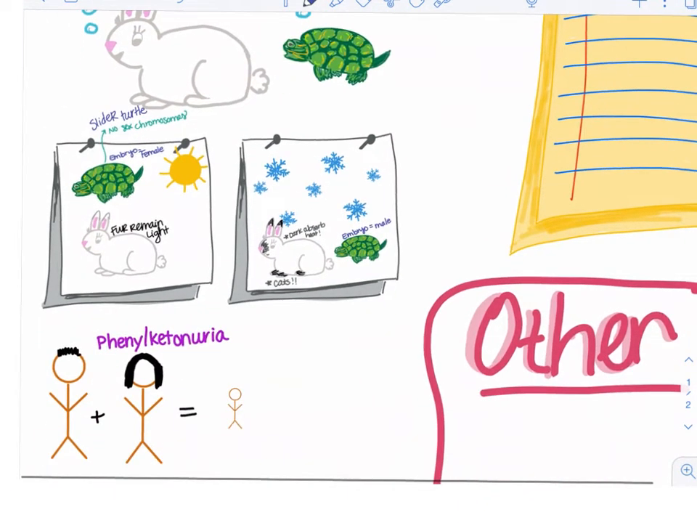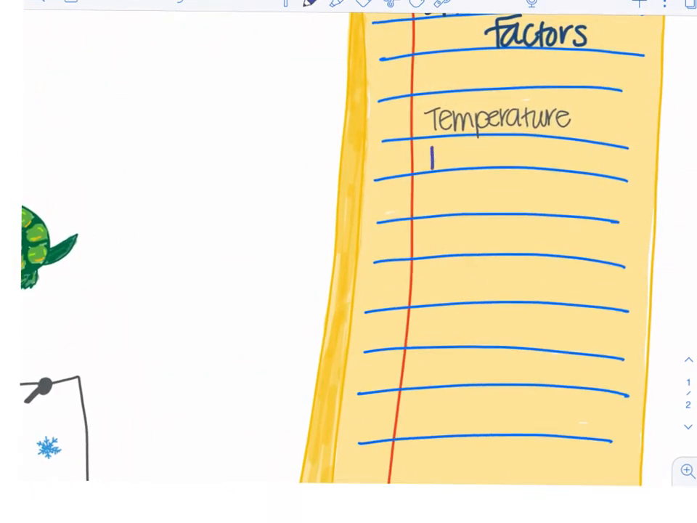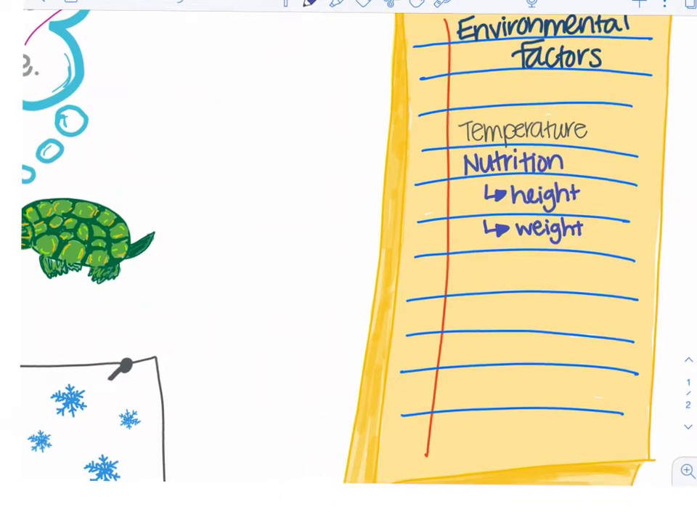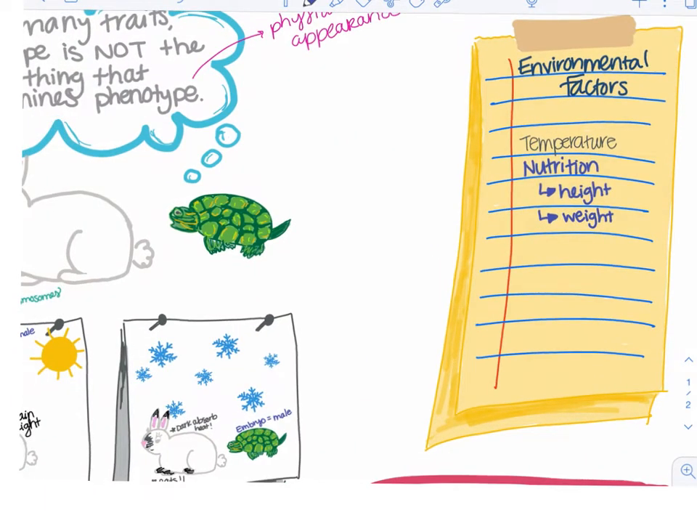Other environmental factors include things like nutrition. Height and weight are highly affected by nutrition, especially at a young age. And that's true for many species, not just humans. If you don't get adequate nutrition, you will not grow as tall as maybe your genes tell you to grow.